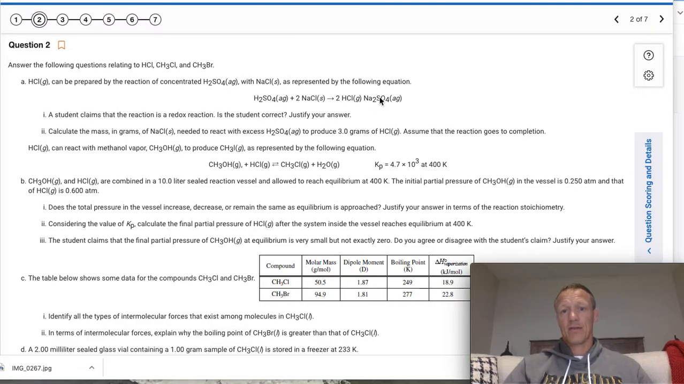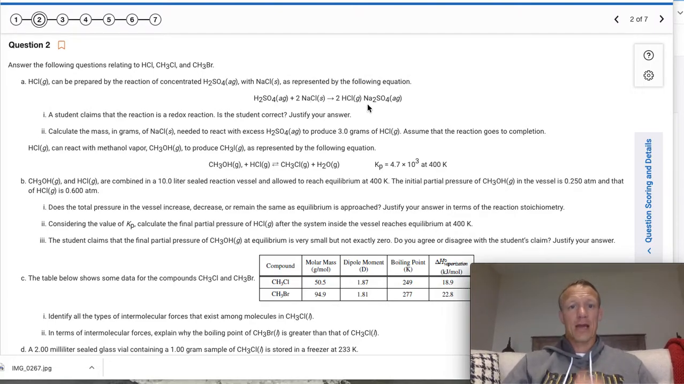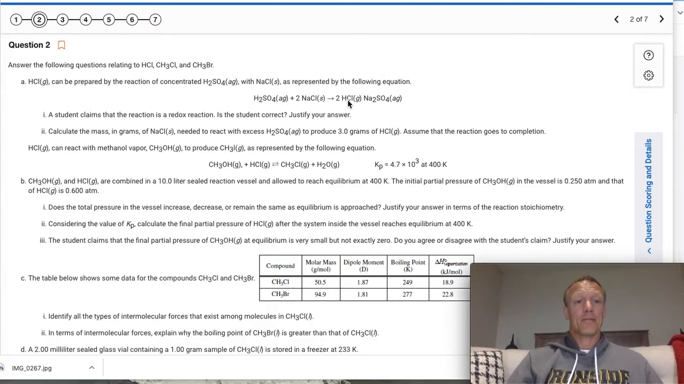You have exactly the same thing over there. Chlorine's -1, chlorine -1, sodium +1, sodium +1. It is not a redox reaction. It's actually a double replacement. Precipitate, it's actually a gas.